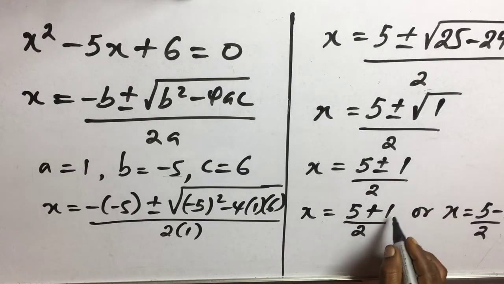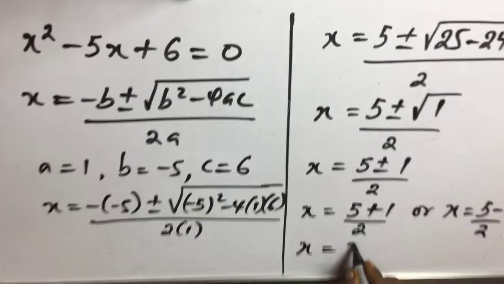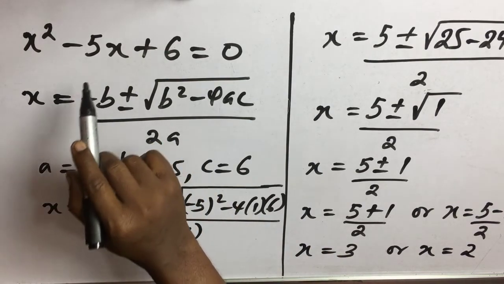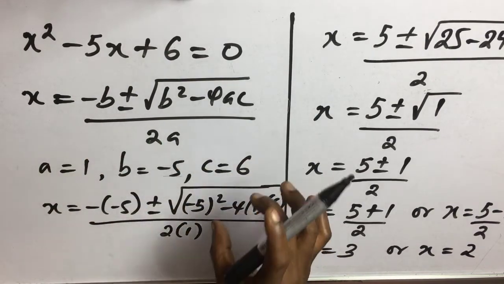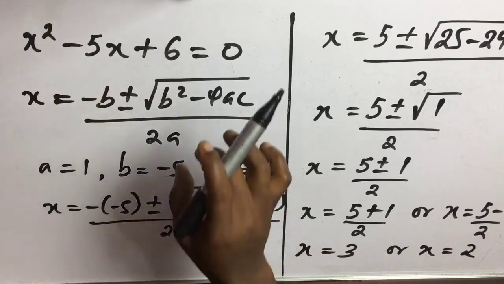So, now 5 plus 1 is 6. 6 divided by 2 will give you 3. So, x is either 3 or x will be equal to 5 minus 1 is 4. 4 divided by 2 will give you 2. So, these will be the possible values of x that satisfy this quadratic equation. So, the quadratic formula can be used to find the roots of this equation, that is the values of x that satisfy this equation.